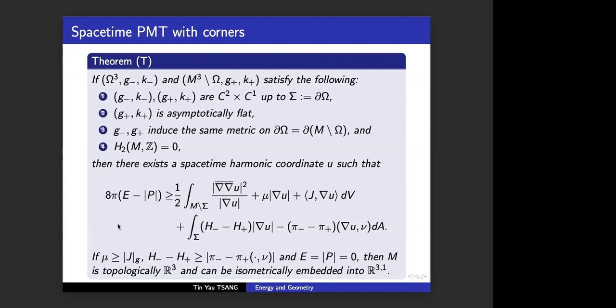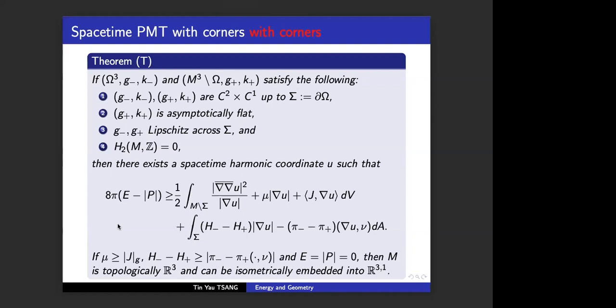So in particular, if mu is greater than the norm of J, which the dominant energy condition gives, and if the jump of mean curvature is greater than or equal to the jump of the pi one-form, and if the boundary is empty and M is topologically R3, which means no boundary, and can be isometrically embedded into R^{3,1}. So this is the case. But then it is not sufficient for us to use. So that's why we have this part.